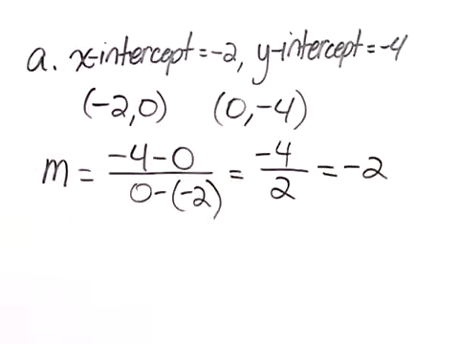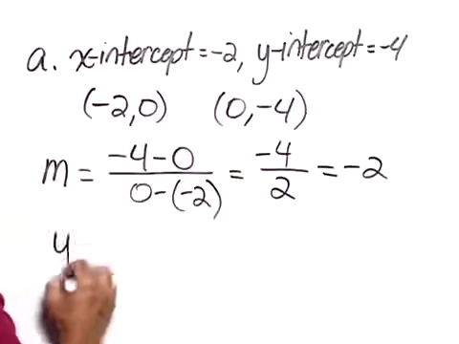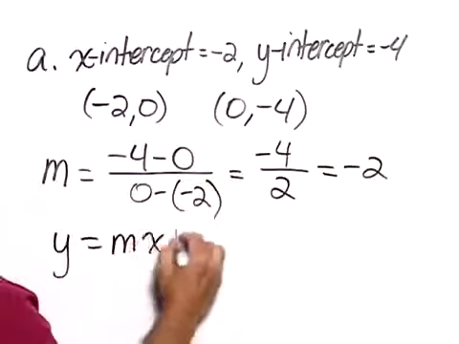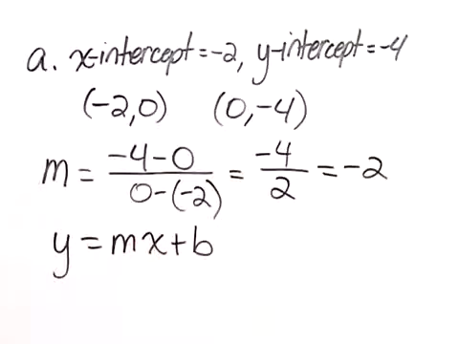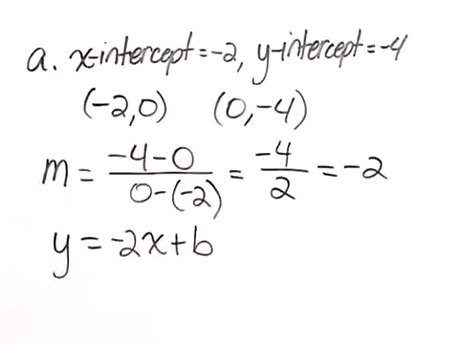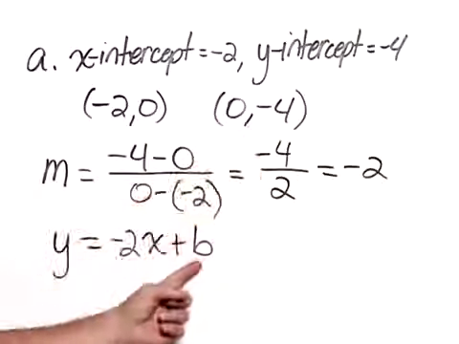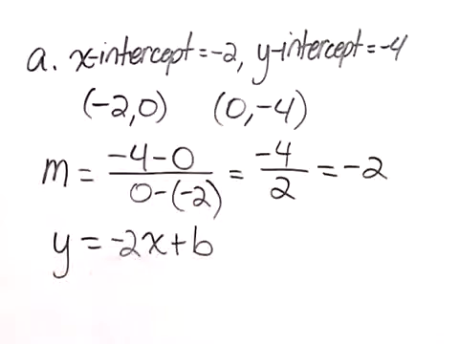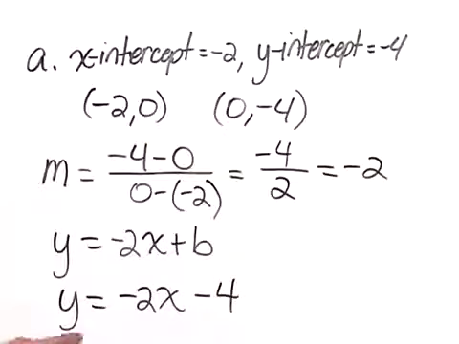Now, we substitute that slope in the equation y equals mx plus b, and we substitute -2 in for m. Now what we do is we substitute in for b the y-intercept, so we have y equals -2x minus 4. And that's our slope-intercept form of that line.